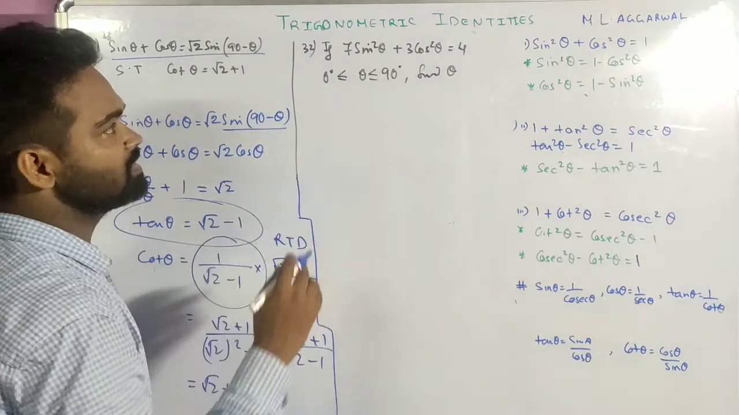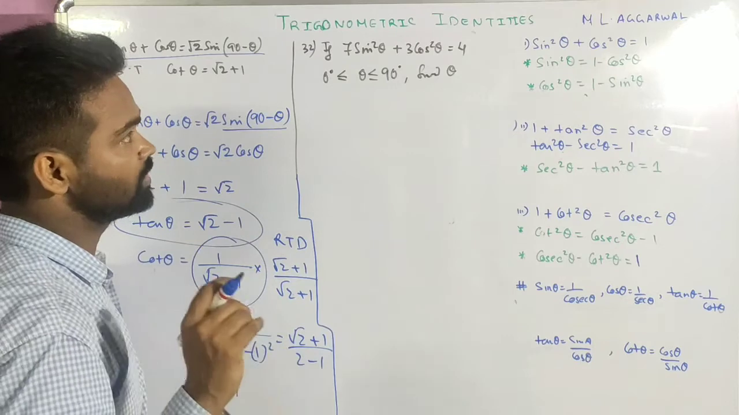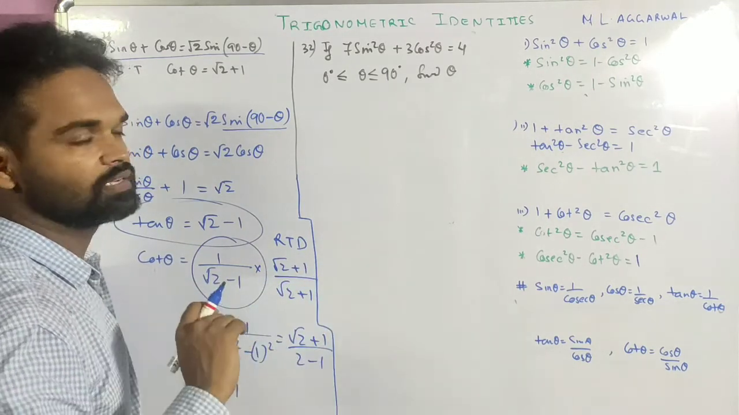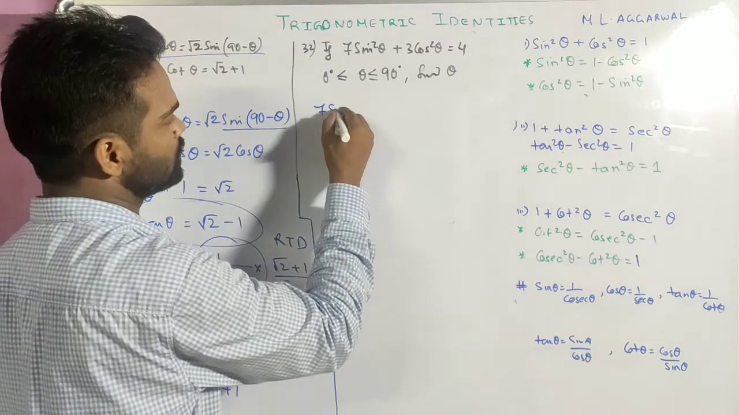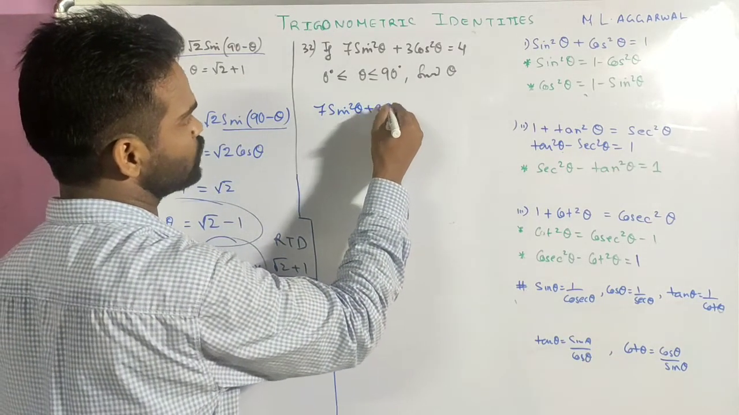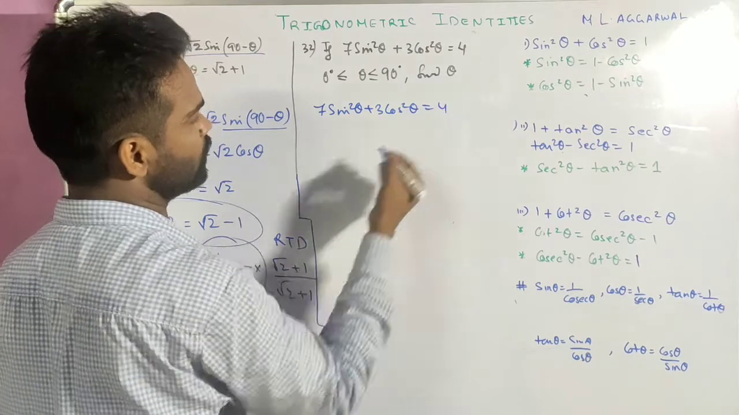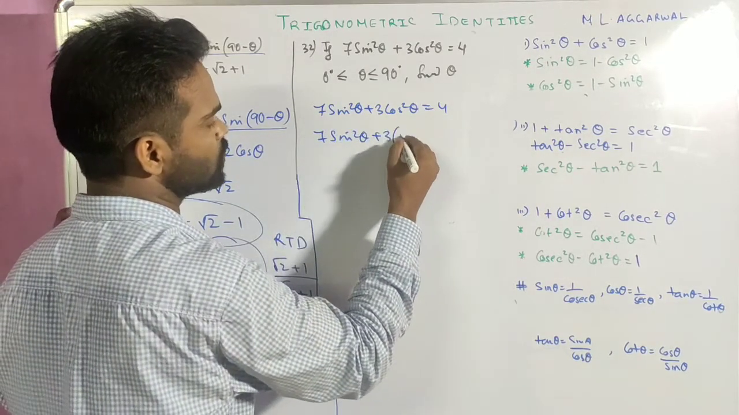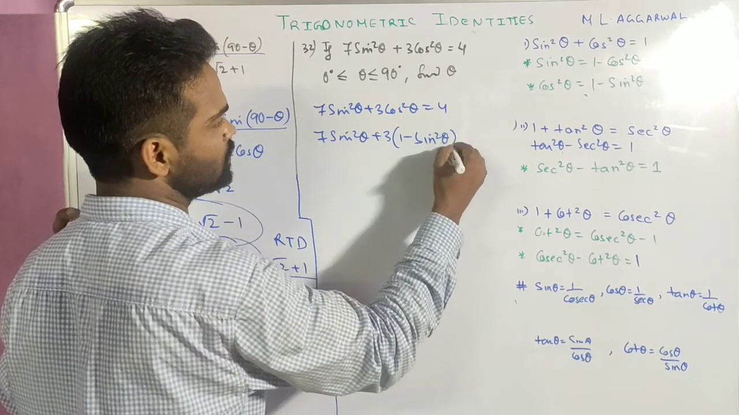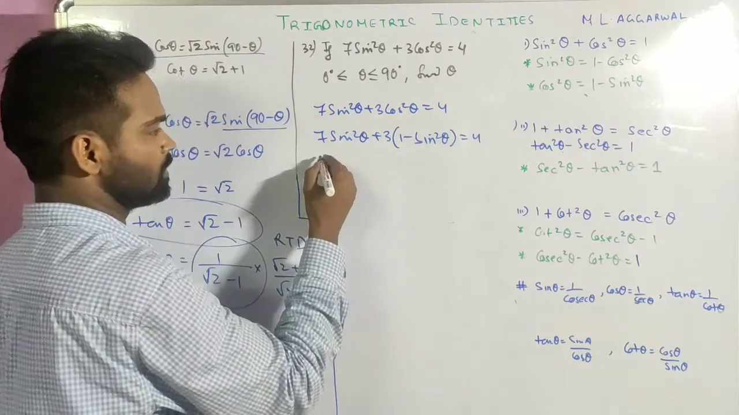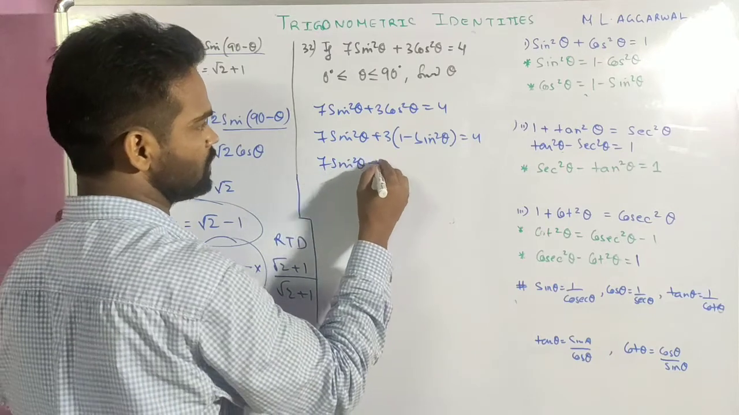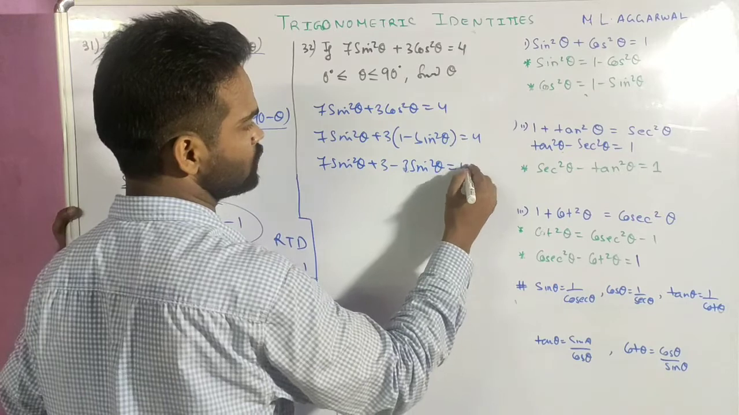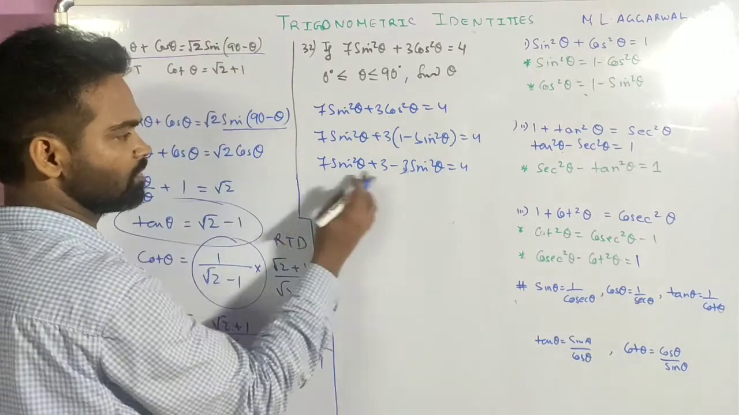If 7 sin square theta plus 3 cos square theta equals to 4 and theta is acute, find theta. Very easy. Look over here. 7 sin square theta plus 3 cos square theta equals to 4. Now can I write 7 sin square theta plus 3 (1 minus sin square theta) equals to 4? Open the bracket. So 7 sin square theta plus 3 minus 3 sin square theta equals to 4, isn't it? But 7 minus 3 is 4.